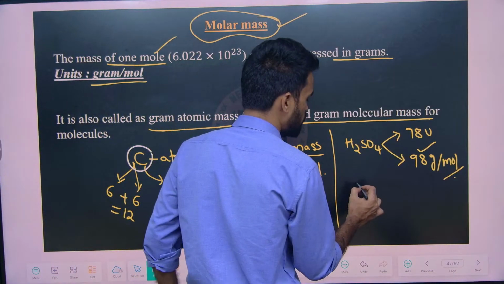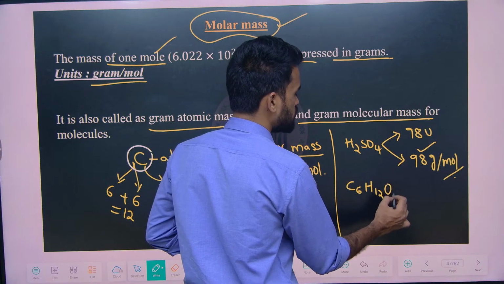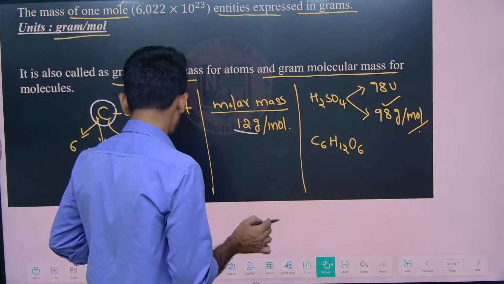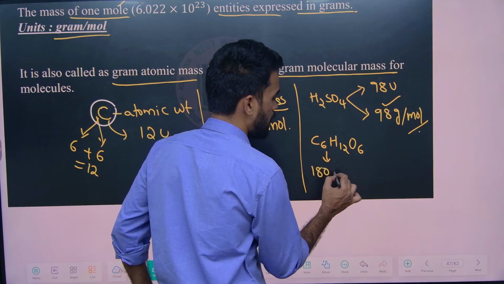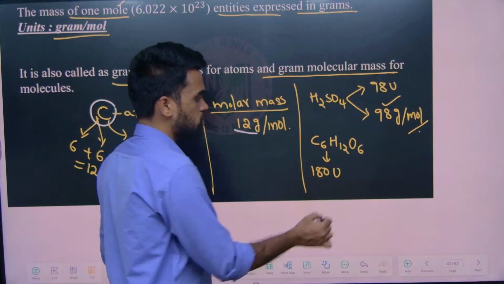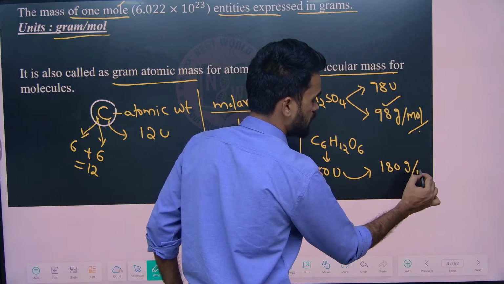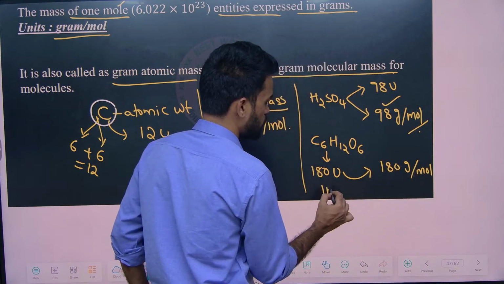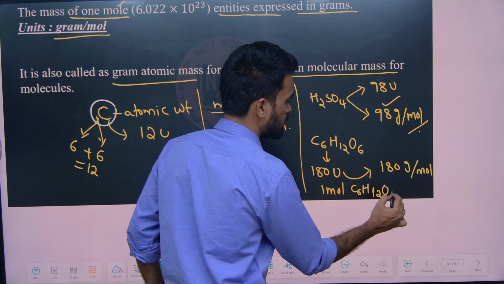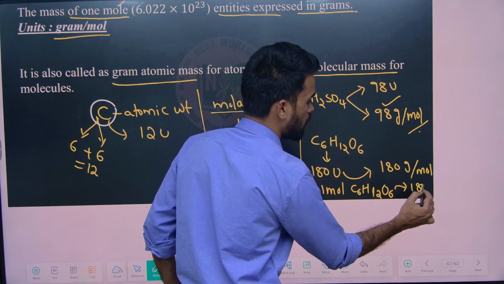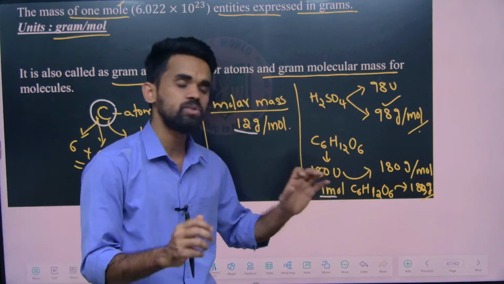Even if you take anything like glucose, C6H12O6 we have considered, what is its molar mass? If they ask, first you calculate the molecular weight, 180 AMUs. Take the same value as molar mass but in units of gram per mole. So 1 mole of glucose, how much weight can it be? It will be 180 grams. 180 grams of glucose is nothing but 1 mole of glucose.